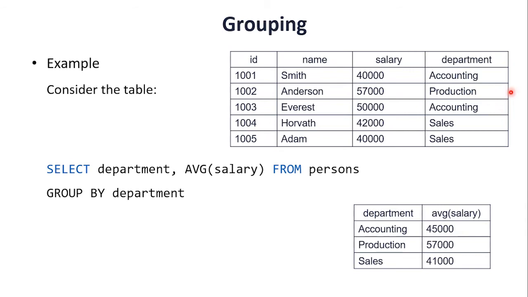And the aggregate function, in this case the average function, will now apply to each of these groups separately. So in this case, the average of sales would be 42,000 plus 40,000 divided by 2. So that would be 41,000. And the average for the accounting department would be 50,000 and 40,000, so that would be 45,000. And for production, since there's only one, that would be 57,000, the same value. So that is how aggregate functions can be used with SQL grouping.